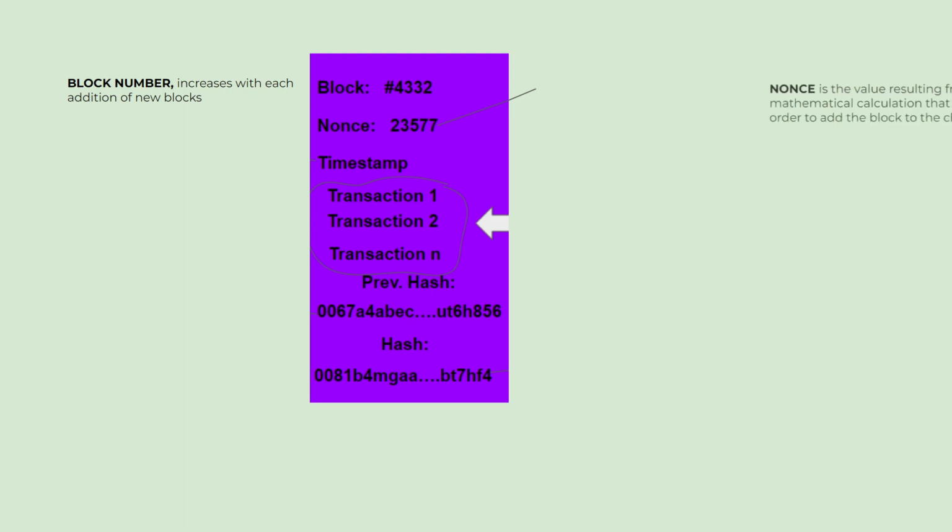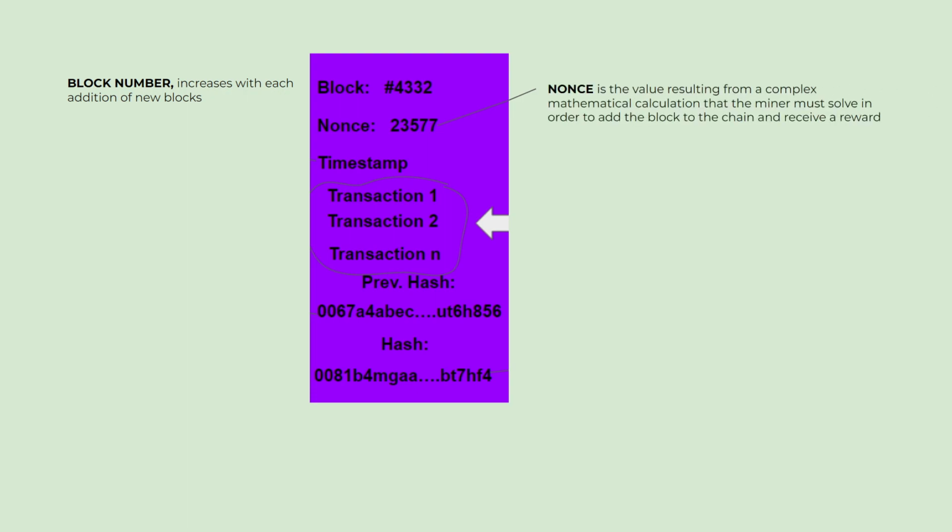Next, we find the term nonce. This is a 4-byte, 32-bit value that changes with each attempt. It is the result of a complex mathematical calculation. The miner, the figure who validates the transactions, must identify this value, and, once he has done so, he receives a reward for his work.